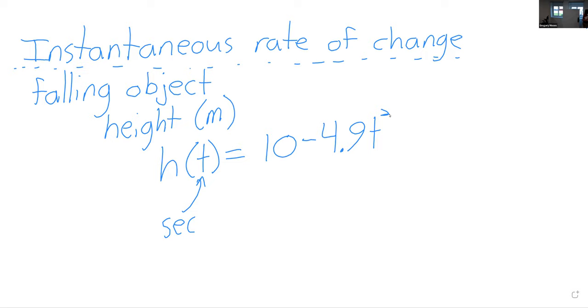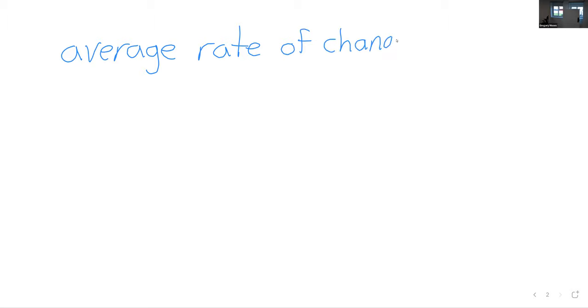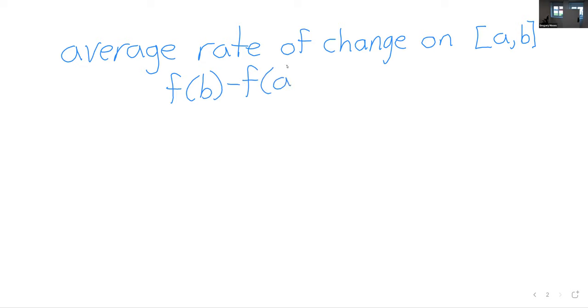If we have a function, we can define the average rate of change on an interval from A to B. And let's just briefly remind ourselves of the average rate of change formula: f of b minus f of a, divided by b minus a.